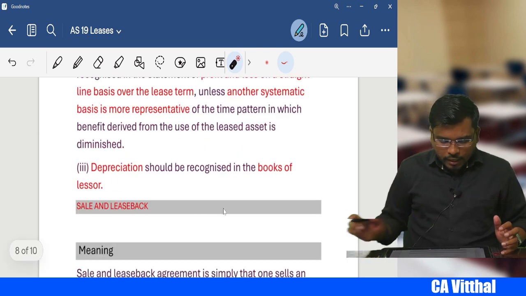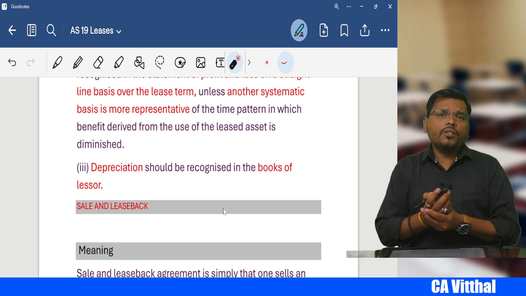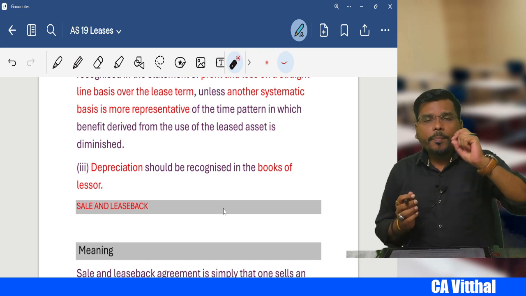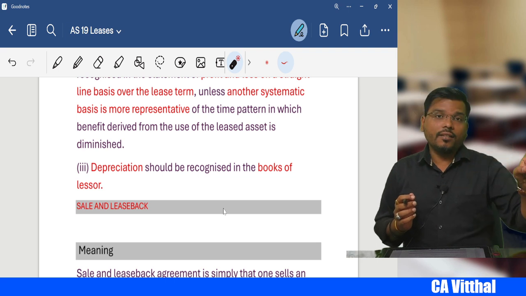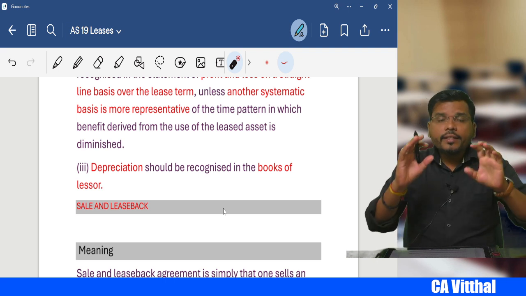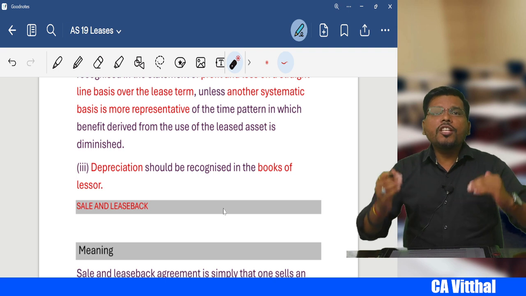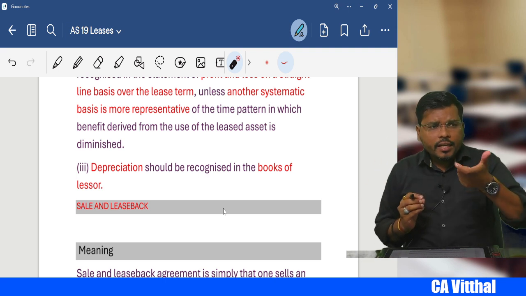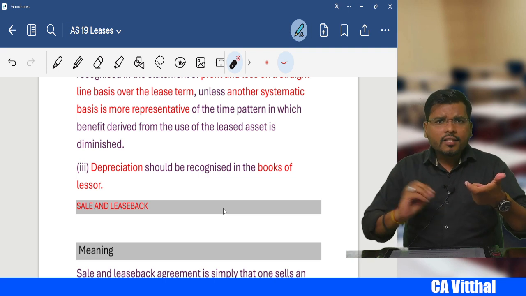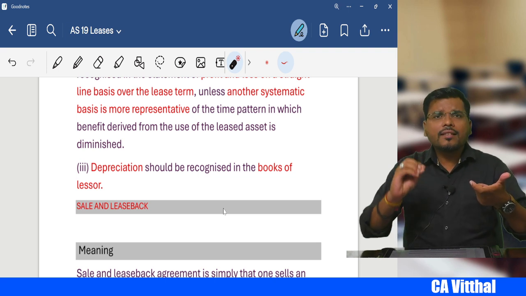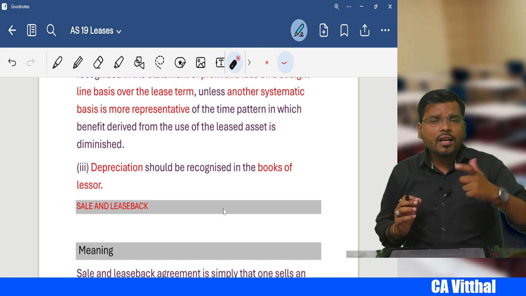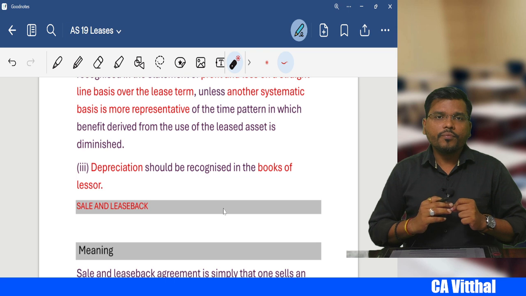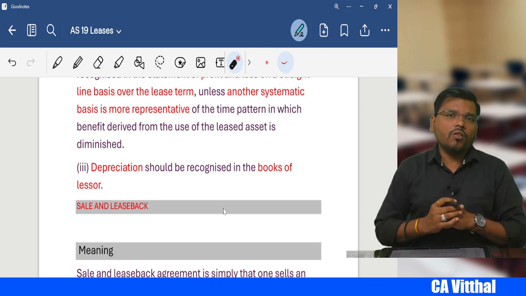Okay, next, now sir, who will charge the depreciation? Now please listen, my dear student. In case of finance lease, depreciation will be charged by the lessee, not a lessor. But in case of operating lease, depreciation is charged by the lessor. Are you getting my point? Because in case of finance lease, lessor will not record the asset in his book as an asset. Who will record the asset in his book, sir? Lessee will record, and that's why we discuss substance over form. So lessee will charge the depreciation on the asset.